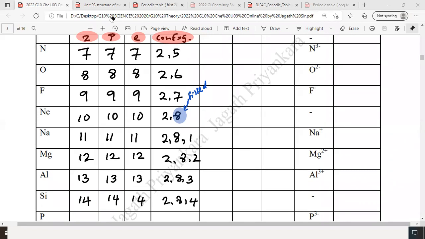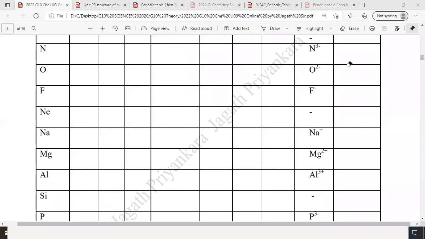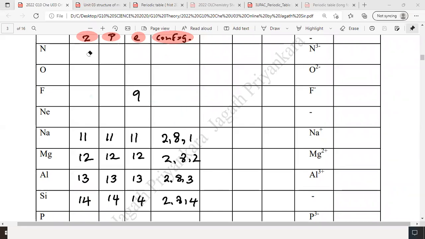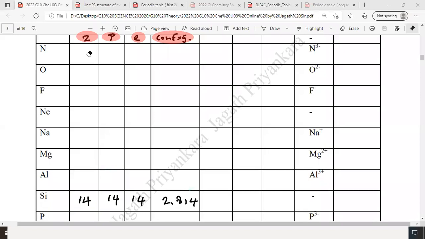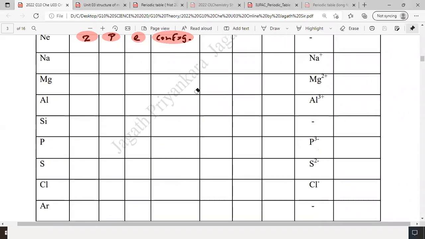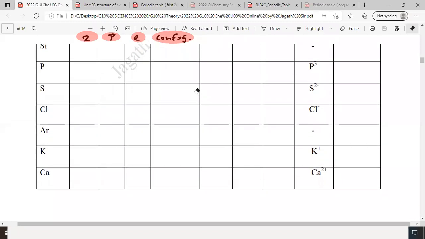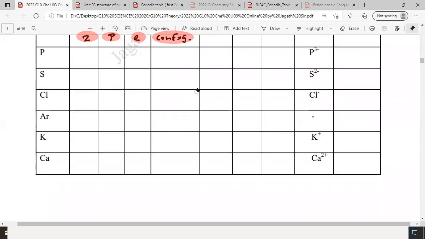Phosphorus. Who can tell me the electronic configuration of phosphorus? Any volunteers raise the hand? We will start with phosphorus now. I'll ask the answer from Sandusha. 2,8,5. Very good. 2,8,5. Okay, I'll write it. Atomic number 15, protons 15, electrons 15, 2,8,5. Very good, Sandusha.